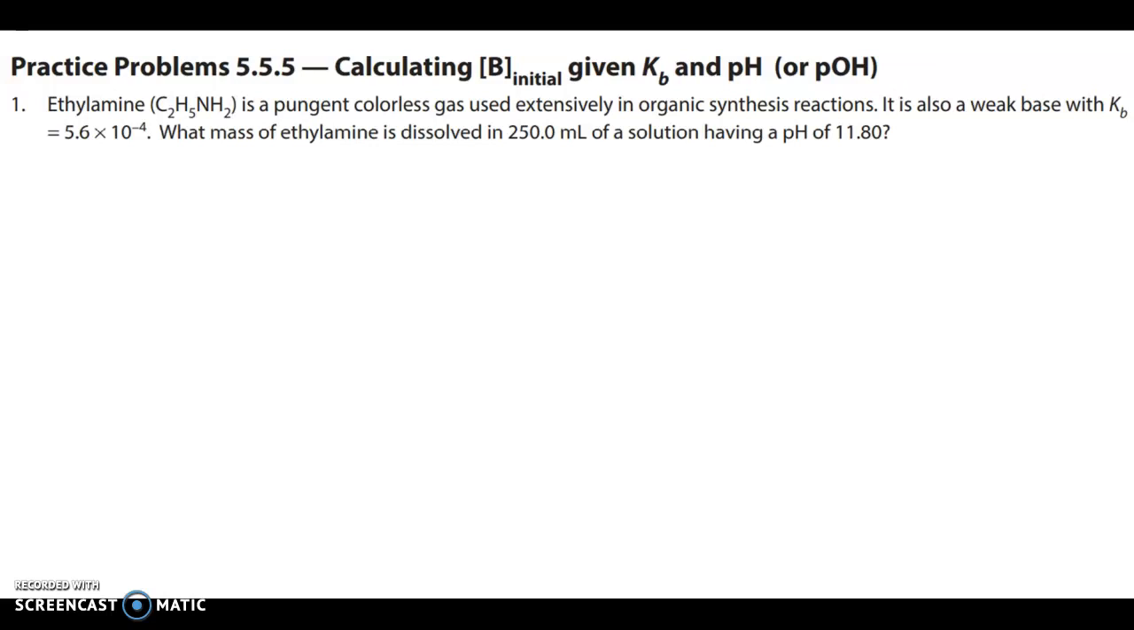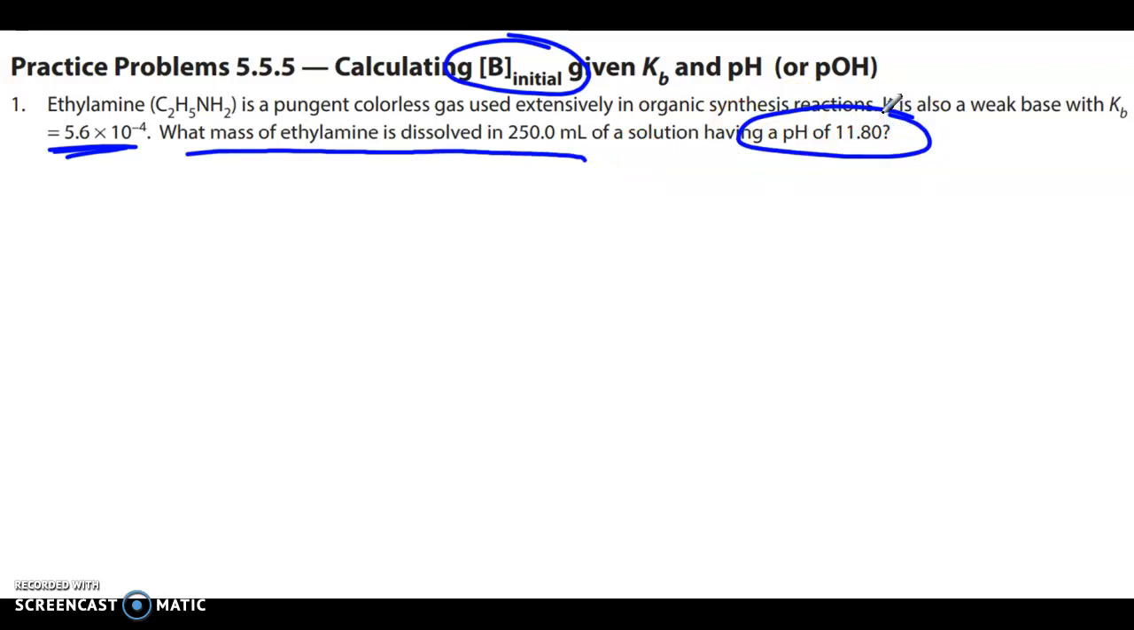Okay, so here we have a situation. There's a lot of practice problems for this section. Now we're looking at something very similar to what we did before, where we determined the initial weak acid concentration. You're doing the same thing, but determining the weak base concentration, right? So we have ethylamine, which is a pungent colorless gas. We have the Kb value given. We want to know what mass of ethylamine is dissolved in 250 mL to give us this pH.